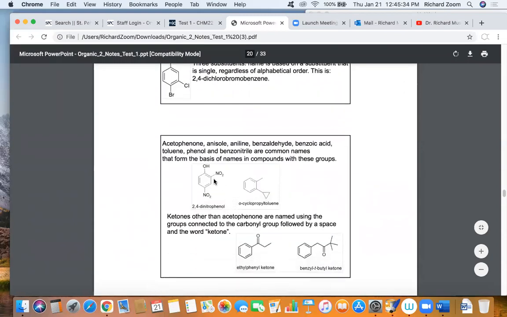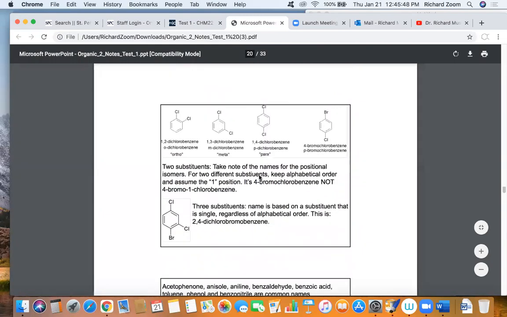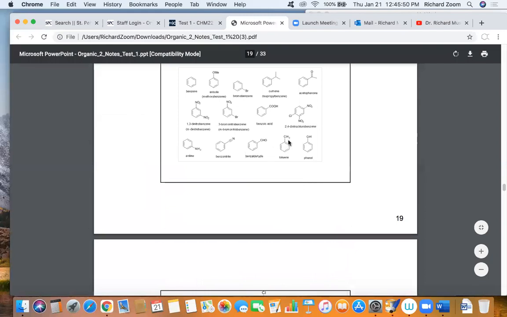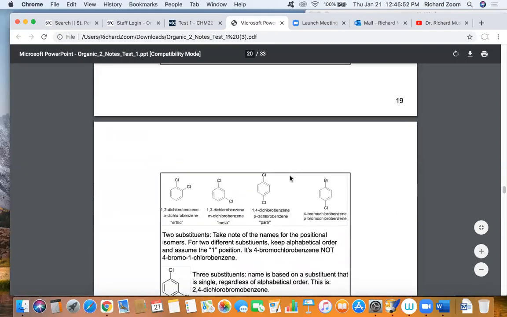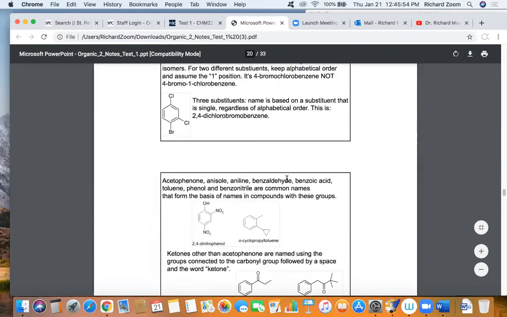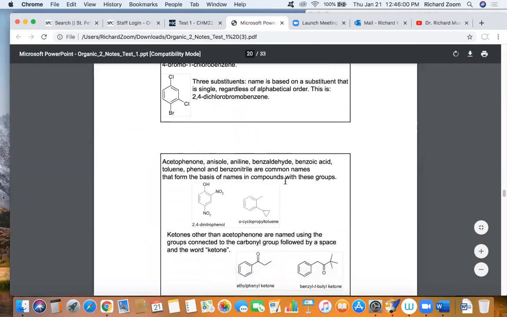So this one would be called 2,4-dinitrophenol because of the OH. And this one could be called o-cyclopropyl toluene. You've got the cyclopropyl group there, and the toluene part is the methyl benzene part, because that's what toluene is. If you look up here, it's a methyl group. So you're expected to do that. Just remember this is supposed to be open book, so you'll have these in front of you. You don't have to memorize any of them.